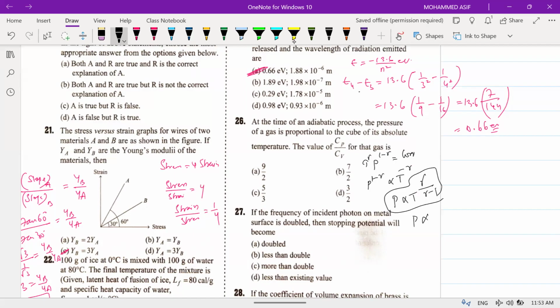So now in the given problem, P is directly proportional to T power 3. So I can write here gamma divided by gamma minus 1 will be equal to 3. That means gamma is equal to 3 times gamma minus 1. So it is 3 gamma minus 3. Gamma is equal to 3 gamma, this will be 2 gamma. So 2 gamma is equal to 3. Gamma is equal to 3 by 4.